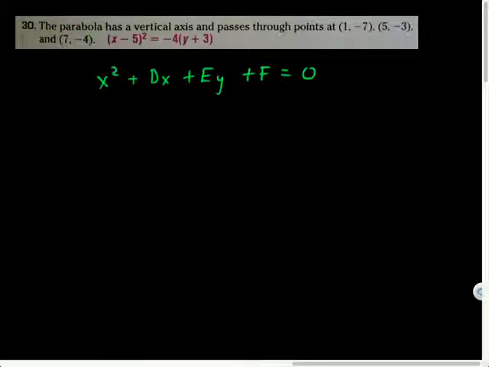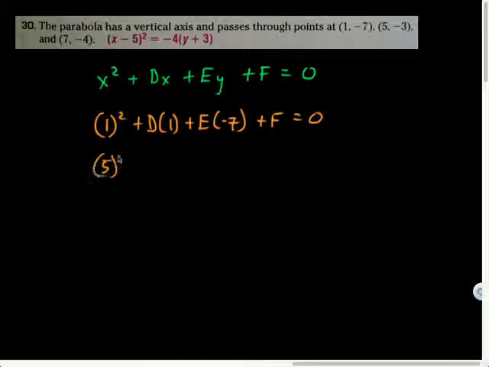So let's plug in what we can here. So I'll have 1 squared plus d times 1 plus e times -7 plus f equals 0. I'll just go through and do the first step for each of these. Then I'll plug in (5, -3). So 5 squared plus d times -3 plus e times, nope, don't want to mess up this early. D times 5, because I'm plugging in x, plus e times -3 plus f equals 0.